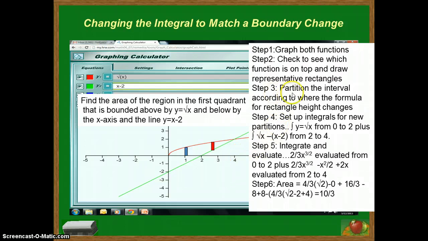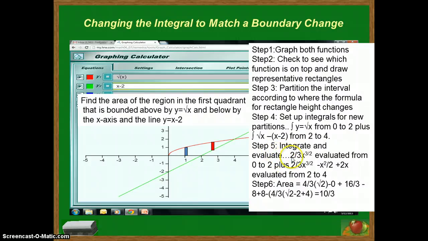So the step is to partition the interval according to where the formula for rectangle height changes. Set up integrals for new partitions. My first integral is going to be y equals the square root of x, from 0 to 2, and then my next integral will be the square root of x, this red curve, minus the green curve, x minus 2, from 2 to 4. If I integrate both of these and add them together, that will be the total area.